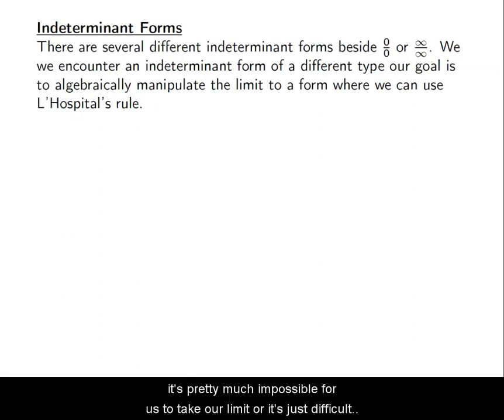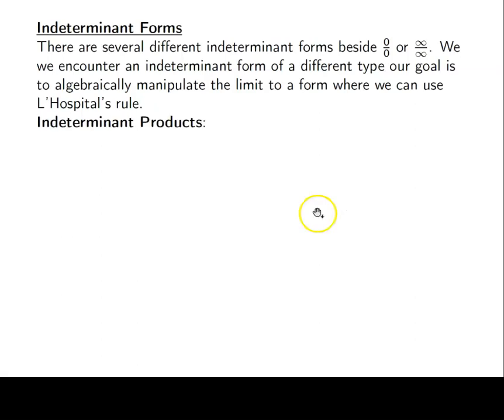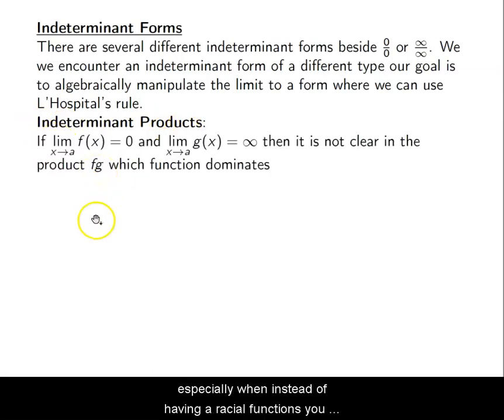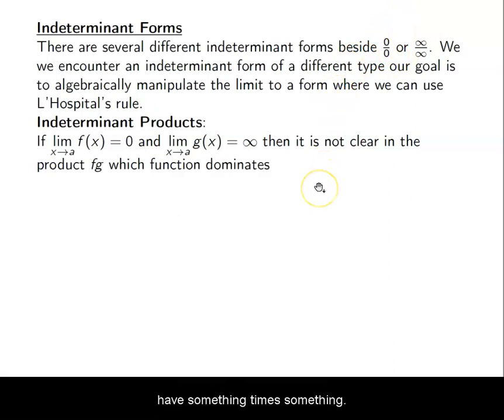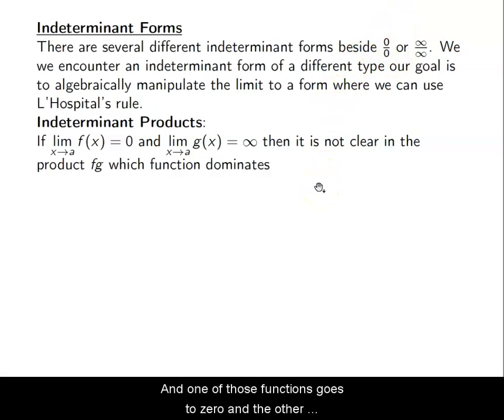Okay, so if it seems like it's pretty much impossible for us to take our limit, or it's just difficult, period, we probably need to manipulate it into a ratio of functions, into a quotient function, so that we can use L'Hopital's rule on it, right? So there are, again, a few indeterminate forms. One of those forms is called indeterminate products. It's basically when, instead of having a ratio of functions, you have something times something, and one of those functions goes to 0 and the other goes to infinity. And it's not very clear which one dominates, right?